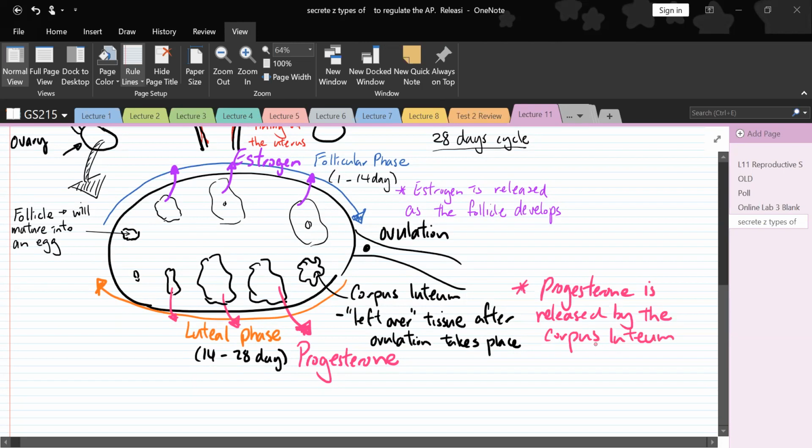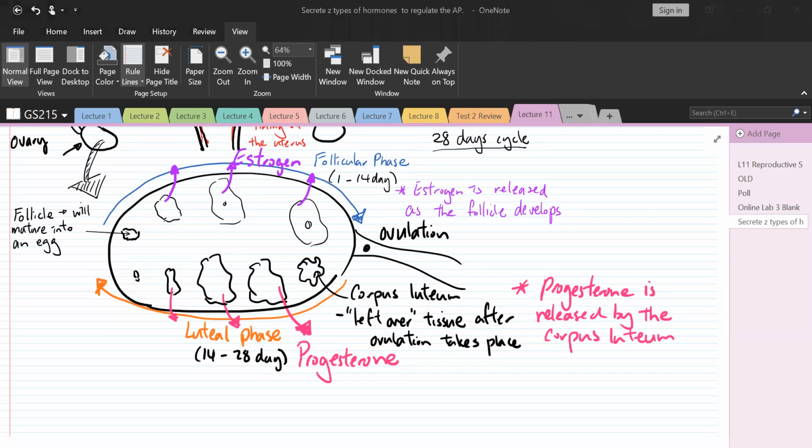Now the corpus luteum is not a permanent structure; it's a transient structure. It's just going to be there for like 14 days, and then it will break down. So that kind of sets the stage of what we're going to talk about. Are we together? Anybody need any clarification before we move on?